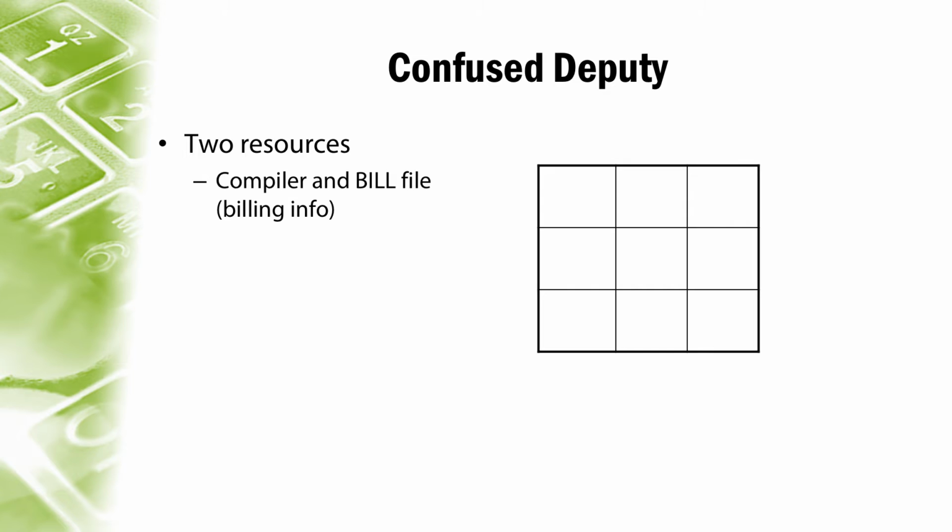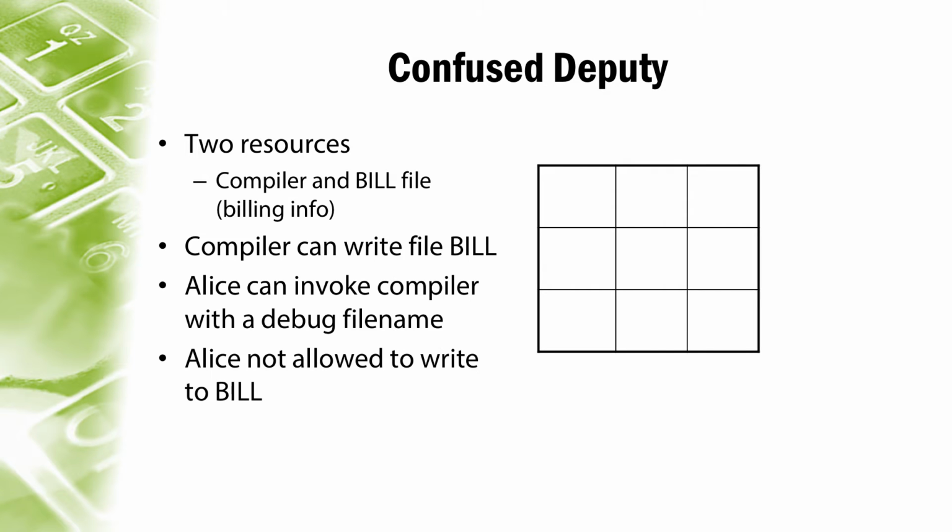Suppose we have two resources, a compiler and a billing file, otherwise known as bill. The compiler has access to file bill and can also write to it. The file includes some sensitive information which our user, Alice, cannot access. On the other end, Alice can invoke and execute the compiler.